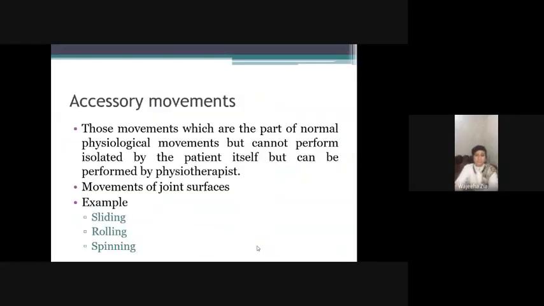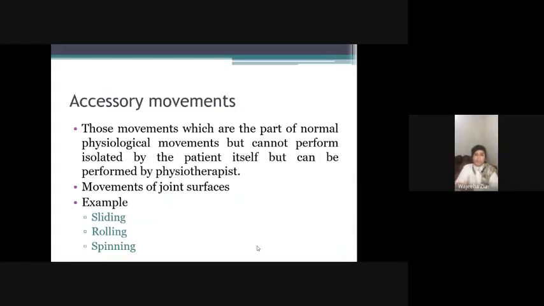The next one is the accessory movement. These are the movements of the joint surfaces. When our joint surfaces are moving, that is the accessory movement. Accessory movements are a part of physiological movement. Whenever a person performs a physiological movement, there will be accessory movement. But the patient cannot perform these accessory movements in isolation, cannot perform them by himself. But as a therapist, we can perform it.